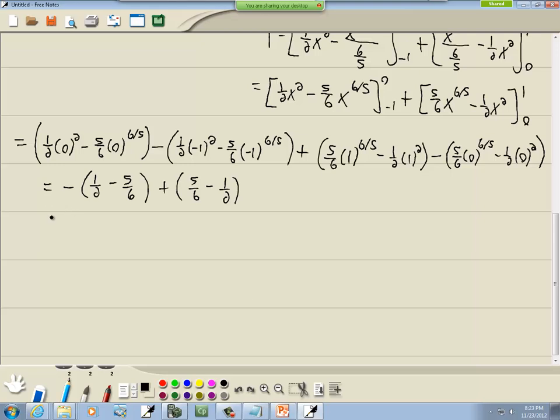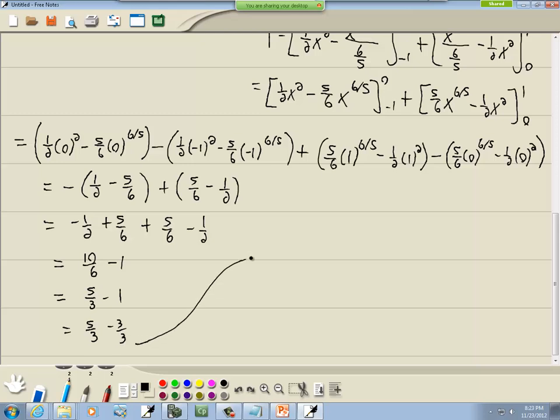If you got negative out in front, that flips the sign of everything inside, so this becomes a negative 1/2 plus 5/6. And I'll drop the parentheses around my second part here. 5/6 minus 1/2. Well, 5/6 plus 5/6 is 10/6. Negative 1/2 gives us negative 1. That gives us 5/3 minus 1, which is 5/3 minus 3 over 3, which gives us 2/3 for our answer.